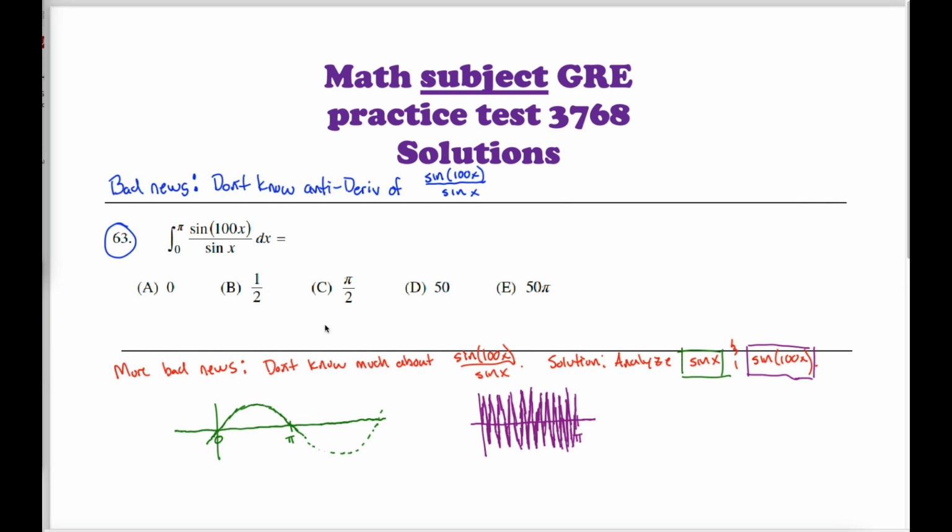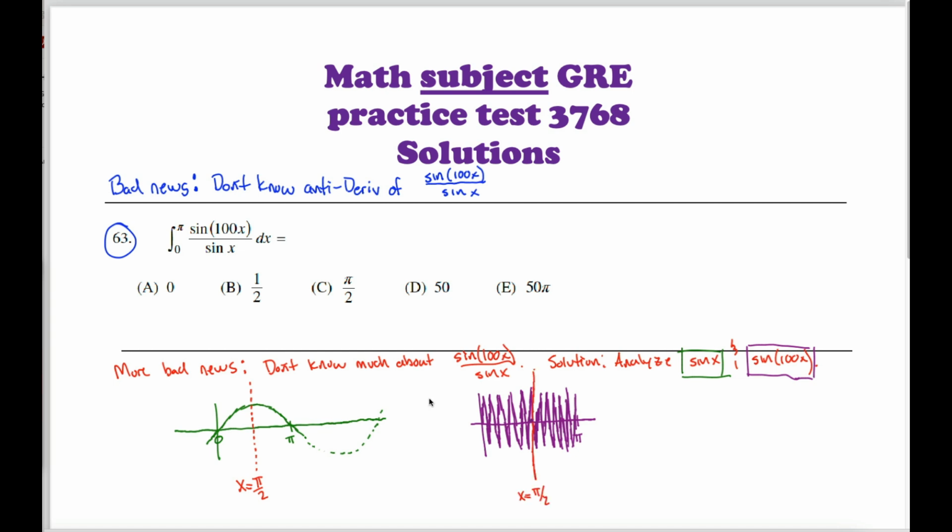What we're going to do to evaluate this integral is take advantage of some symmetry. So if I sketch the line at x equals pi over 2, we have some nice even symmetry going on here. The graph to the right of this line is just a reflection of the graph to the left of this line. However, if I do the same thing over here, something different happens.